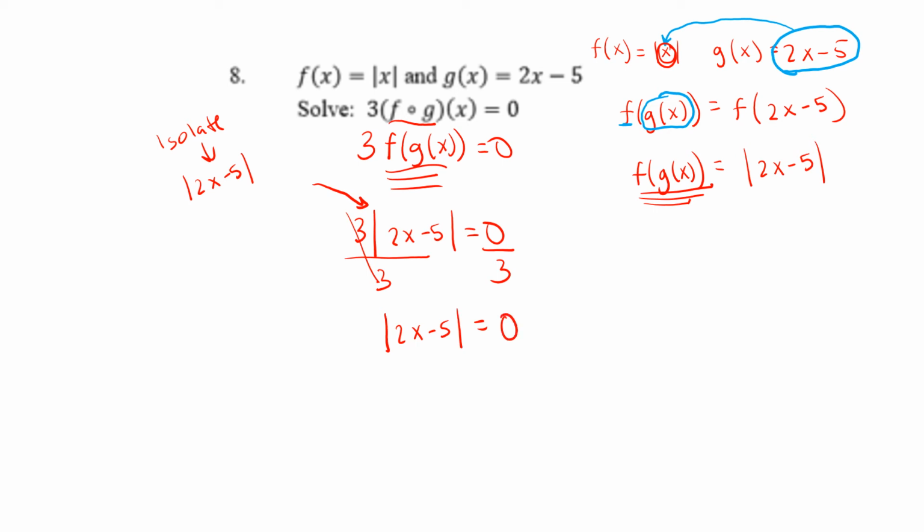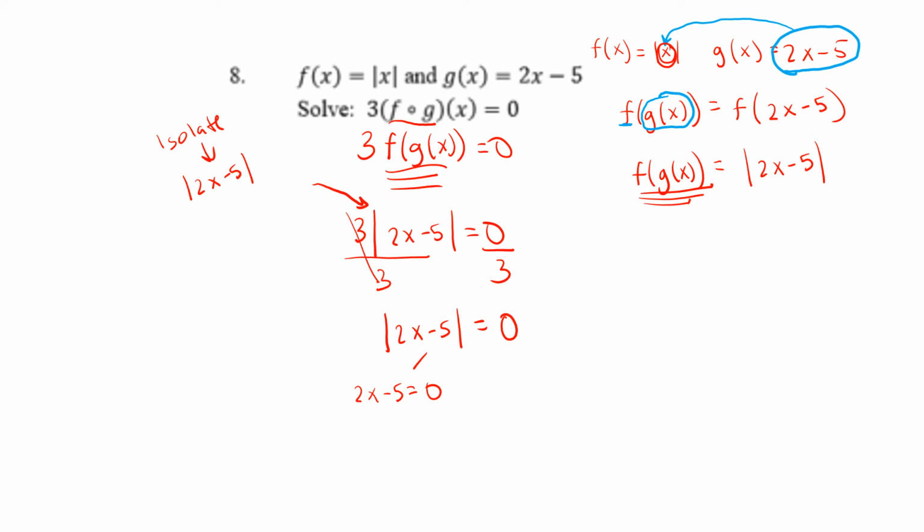And here is when we have one of those special cases where we do need to break it up. We have to get rid of our absolute value, so we split it into two equations. 2x minus 5 equals 0, or 2x minus 5 equals negative 0. Again, we don't actually have to do that negative 0 case. There's no positive and negative 0, so we really just have to set up 2x minus 5 equals 0.